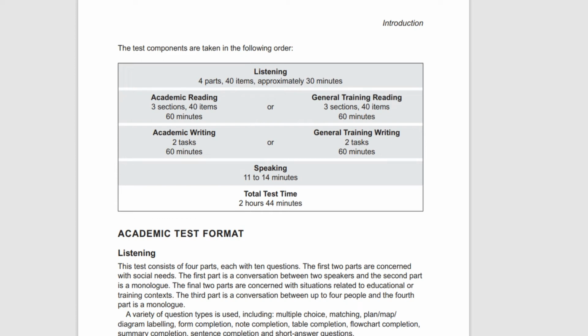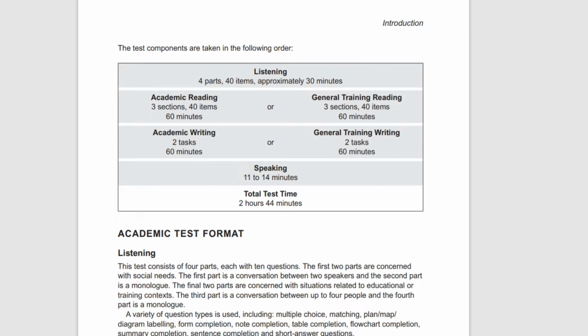Hi dear friends, today we are going to talk about IELTS course structure and the IELTS exam structure itself. Let's first of all start with the exam structure. IELTS consists of 4 parts: listening, reading, writing, and speaking.